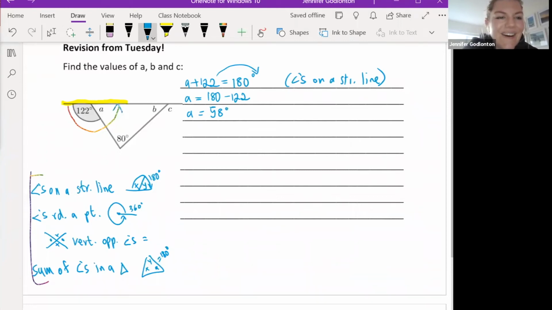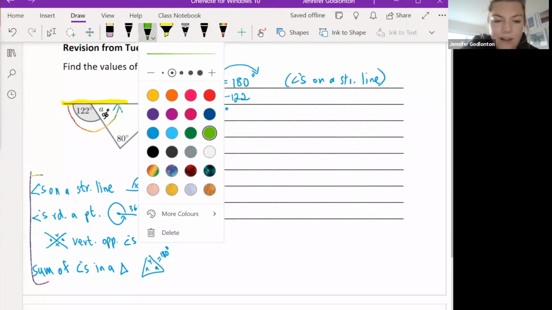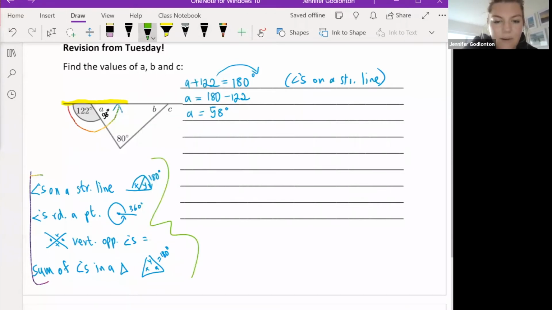Awesome. Okay. Next one I'm looking for is I want to find B. So now we know that A is 58 degrees. Now I want to find B. Who is feeling brave? Who can look at these rules over here and say which one's going to help us find B? Can you help me find B?